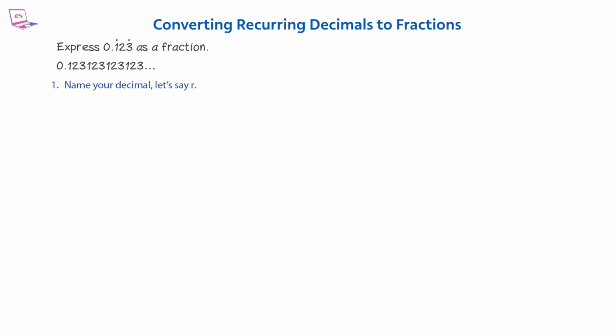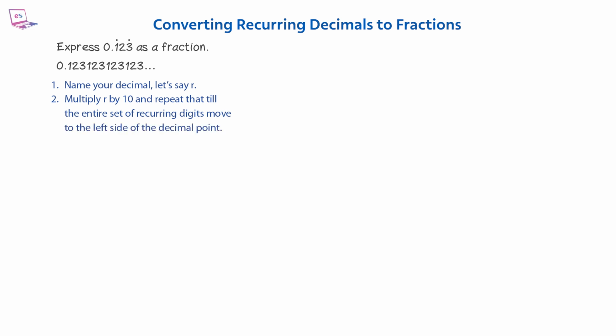Name your decimal, let's say R. Multiply R by 10 and repeat that till the entire set of recurring digits move to the left side of the decimal point. Subtract the result from R to eliminate the decimal point. Find the value of R and simplify.